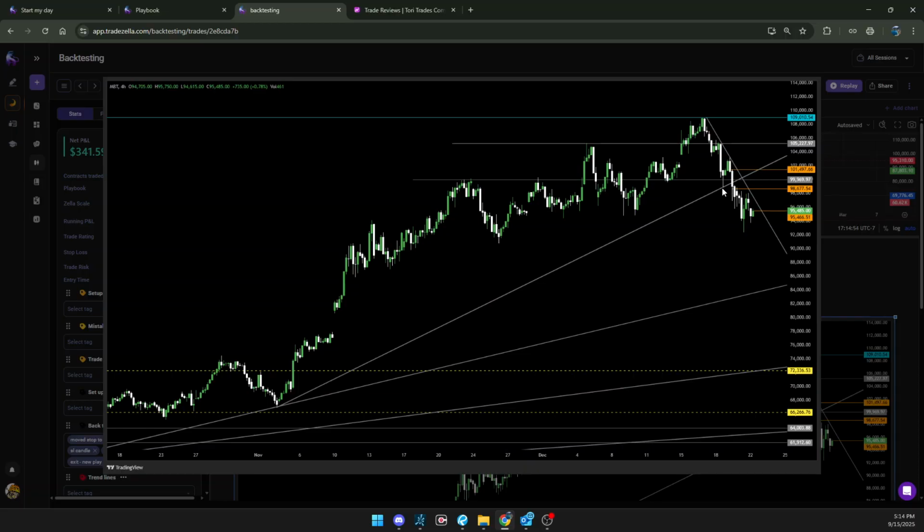So for me, right here, this was my entry, and it was just below that wick. I did not enter as it broke. I set an entry here below the wick of the last low. So that was my entry trigger. And I actually set a stop entry so once it hits it, it goes automatically. And so that would have been my entry trigger.